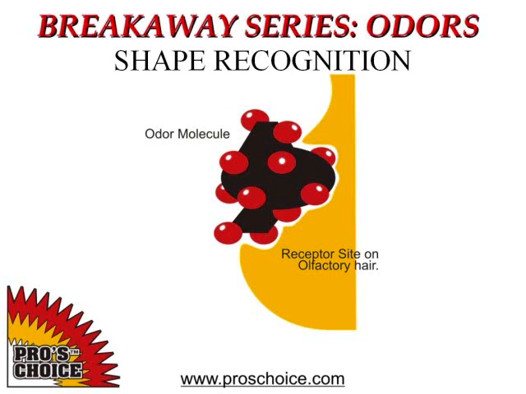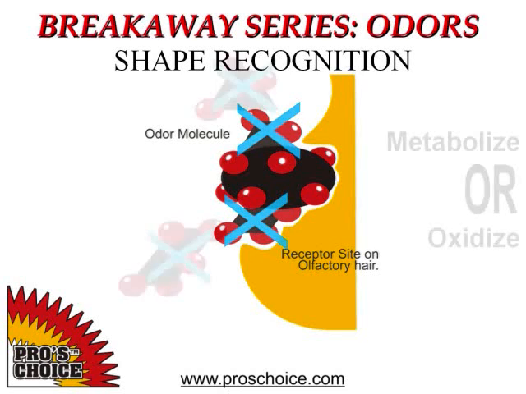So how do we change the shape of these molecules so they no longer fit into these sites? There are two ways: pairing and cleaving. We combine the molecules together to make a different shape, or we break the molecules apart to form other substances. Either way, the receptor site will no longer accept these changed molecules. We can make the key no longer fit the lock and prevent the receptor site from triggering. If the site isn't triggered, there's no odor.